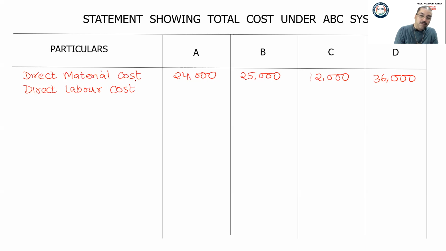Direct labor cost, same way. 600 into 28 is 16,800. 500 into 21 is 10,500. 400 into 14 is 5,600. Last one, 600 into 21 is 12,600. Then all the indirect cost.